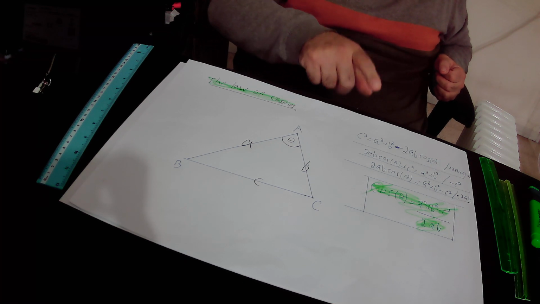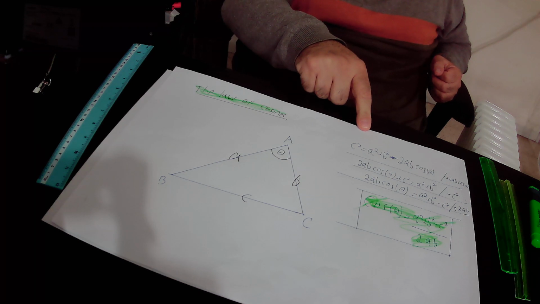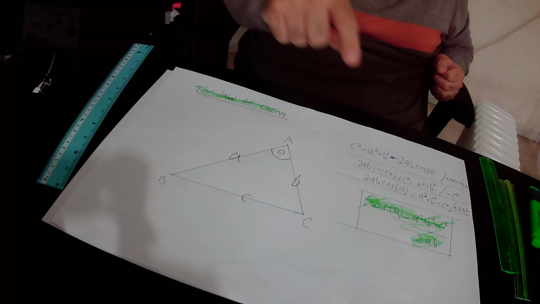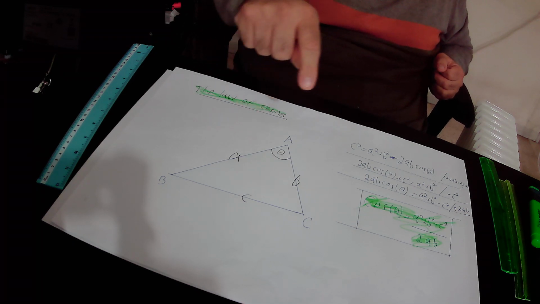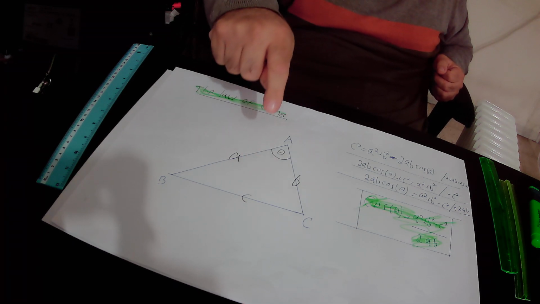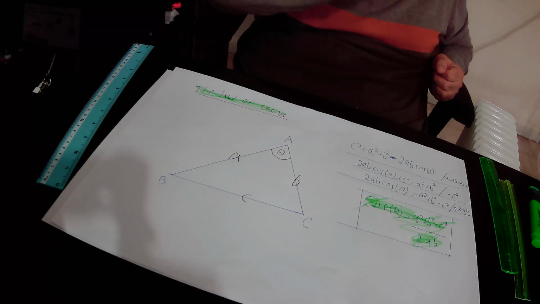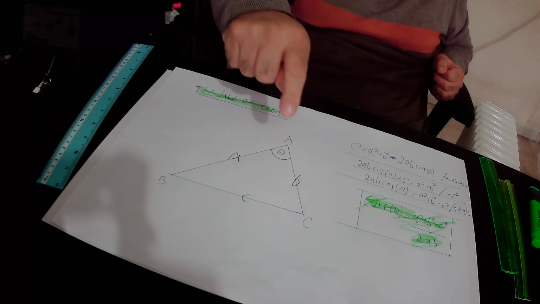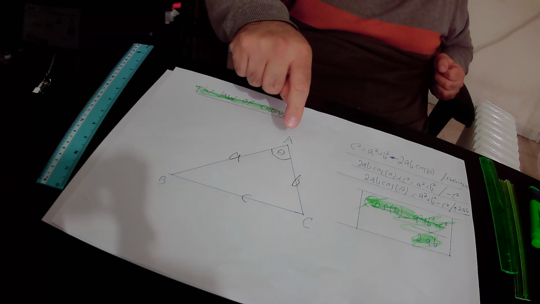From this equation, it is very easy to arrive at this equation: cosine theta equals A squared plus B squared minus C squared over 2 times A times B. Again, cosine theta equals A squared plus B squared minus C squared over 2AB.